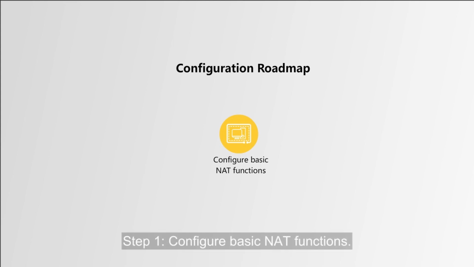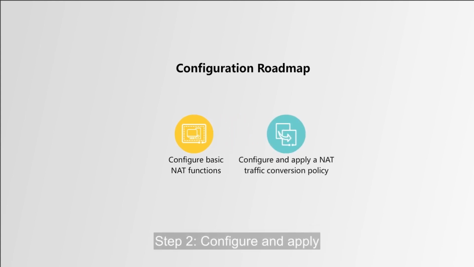Step 1. Configure basic NAT functions. 1. Create a NAT instance. 2. Assign an IP address to an outbound interface. 3. Configure the mapping between the outbound interface and an address pool. Step 2. Configure and apply a NAT traffic diversion policy.